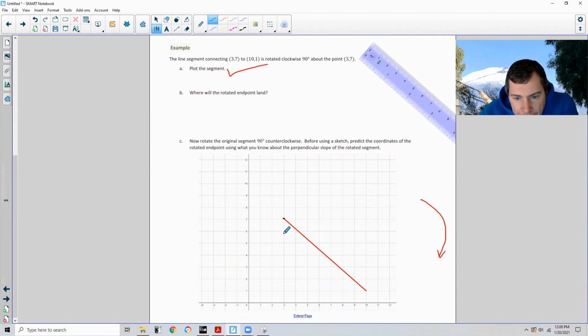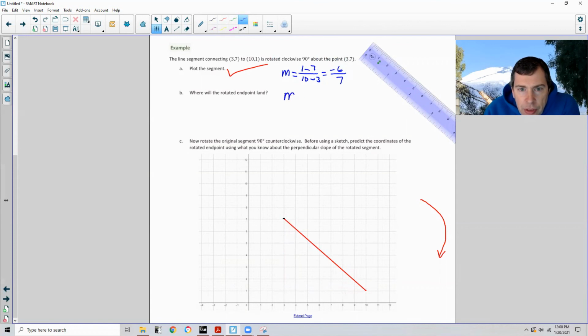Okay, and so I need to find the slope of this line. All right, so slope equals y2 minus y1 divided by x2 minus x1. So that will give me -6 over 7. That's the slope of this line. It went down 1, 2, 3, 4, 5, 6, and over 1, 2, 3, 4, 5, 6, 7. Can't be reduced. There's the slope.